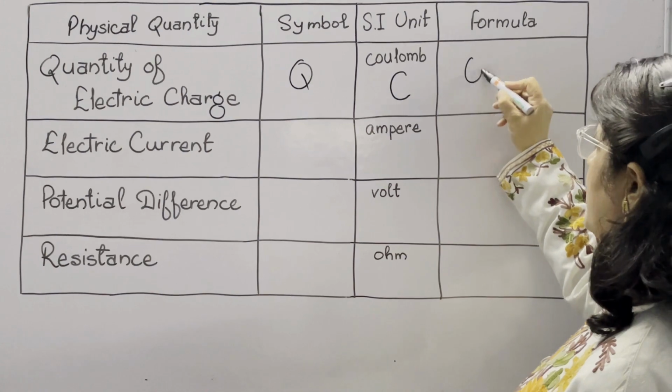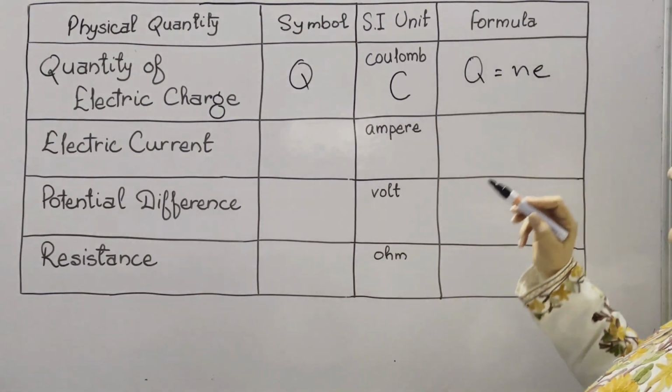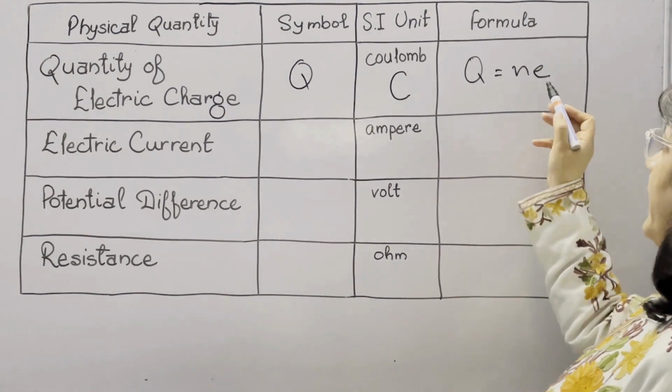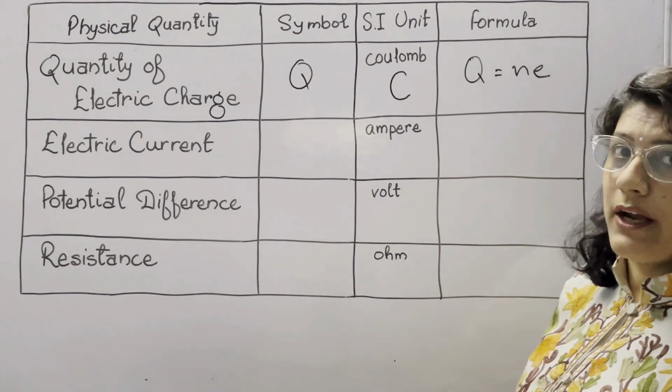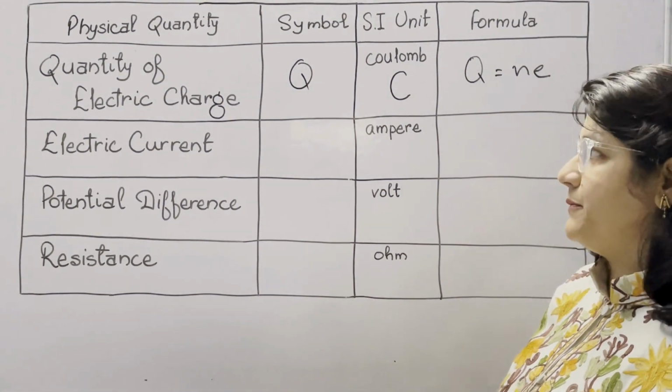Formula is Q is equal to N into E, where N is the number of electrons, because we all know that only electrons can flow, and E is the charge on one electron, whose value is 1.6 into 10 to the power minus 19 coulomb.